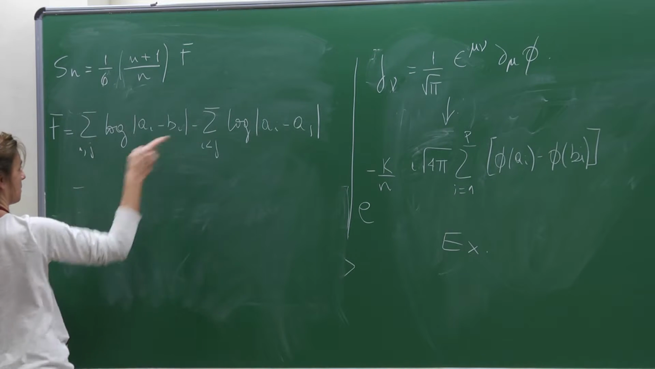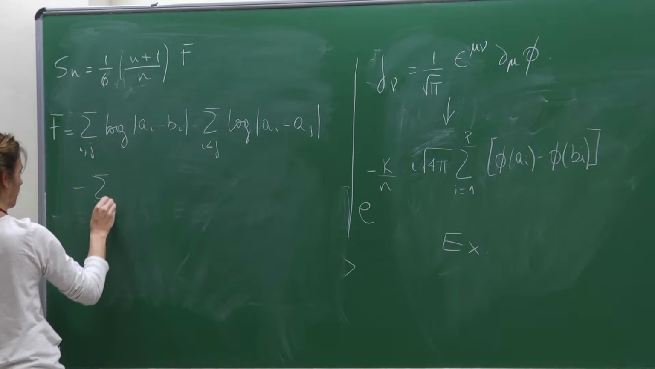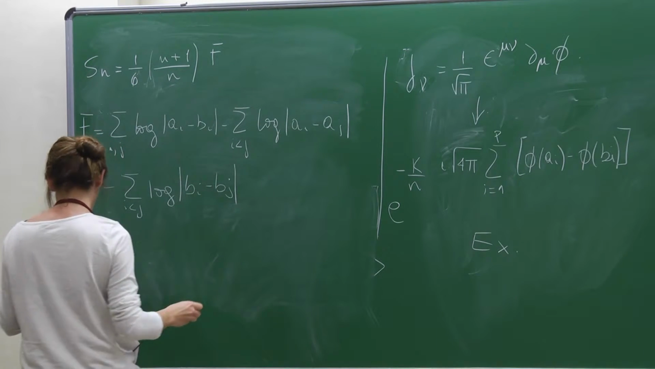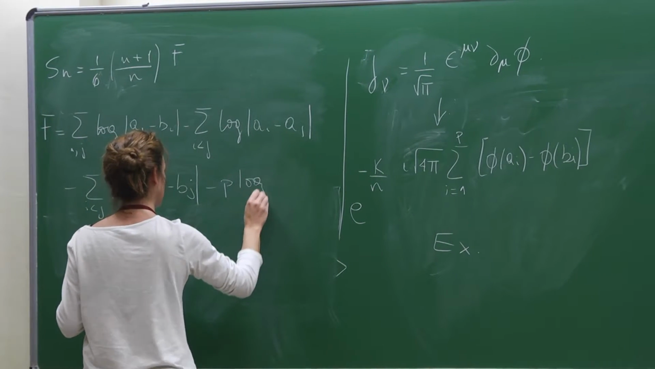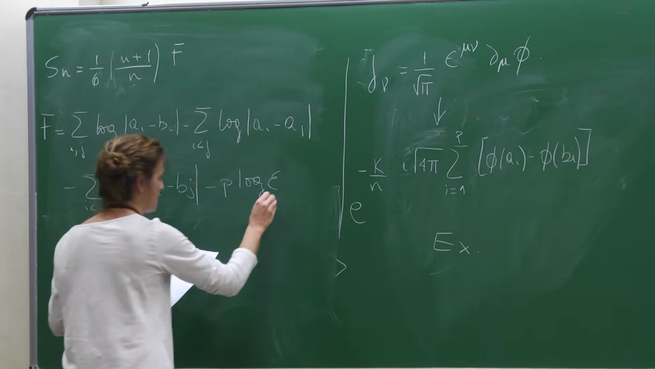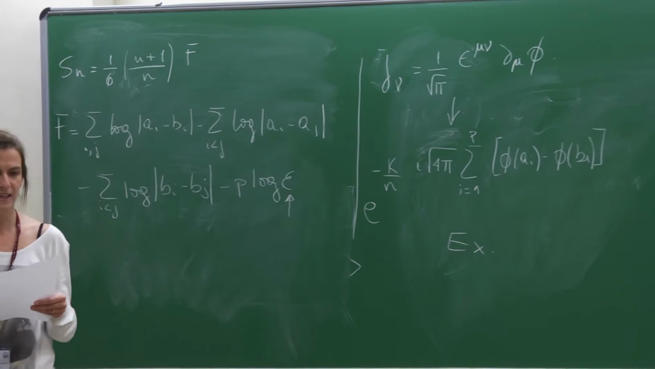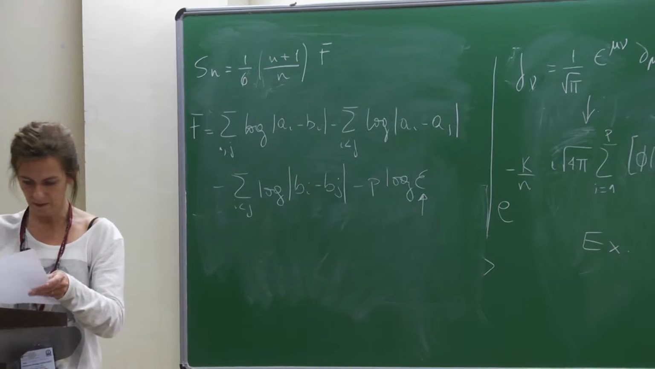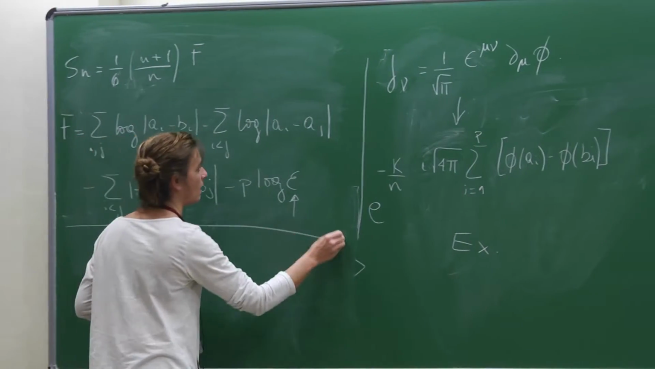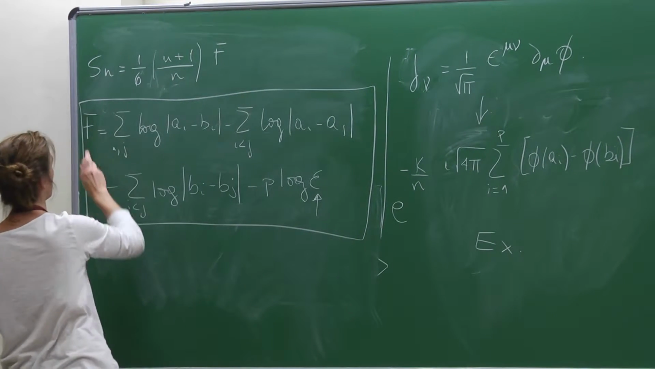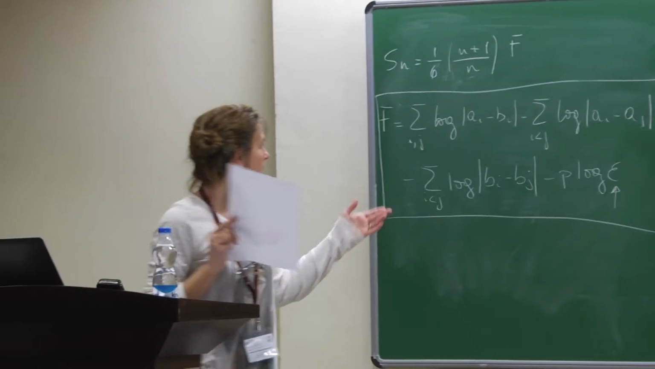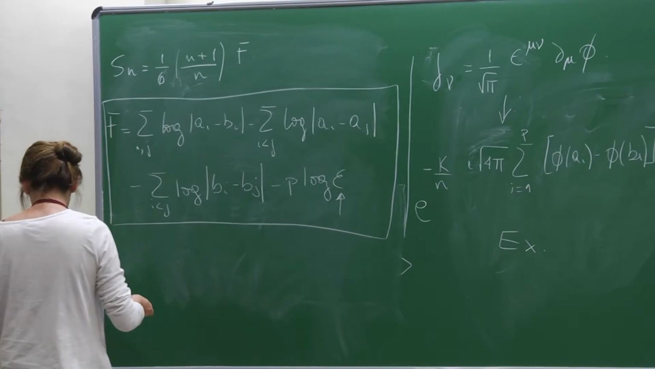Then you have the same for the b's. And then this is a cutoff that takes care of the coincident points, okay, the split coincident points. So this is the expression of f, okay, and it's clear here that.